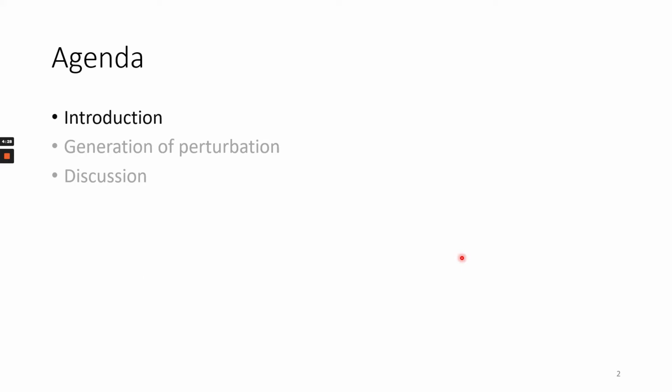Today's presentation is divided into three parts. In the first part, the introduction, we'll be looking at what adversarial examples are and how exactly they affect machine learning models. Then we'll be looking at the generation of perturbation, or how these adversarial examples are generated. And finally, we'll be looking at the discussion section, where we'll be going through some of the claims or alternative hypotheses that the authors presented.